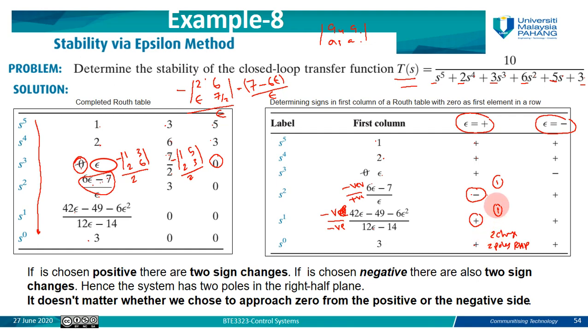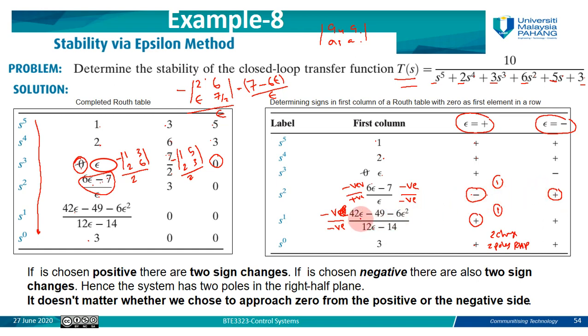Okay, the next case, if we assume the value of epsilon is a negative value, that means it is negative 0.0001, close to 0 and negative. So the first element, 1, is positive, no change. 2 is positive, no change. Epsilon will be negative because we assume it is negative, so we put it negative. Now 6 times epsilon will be negative, so the numerator will be negative, and since epsilon is negative, the denominator will also be negative. So we have negative over negative, which gives you a positive value here.